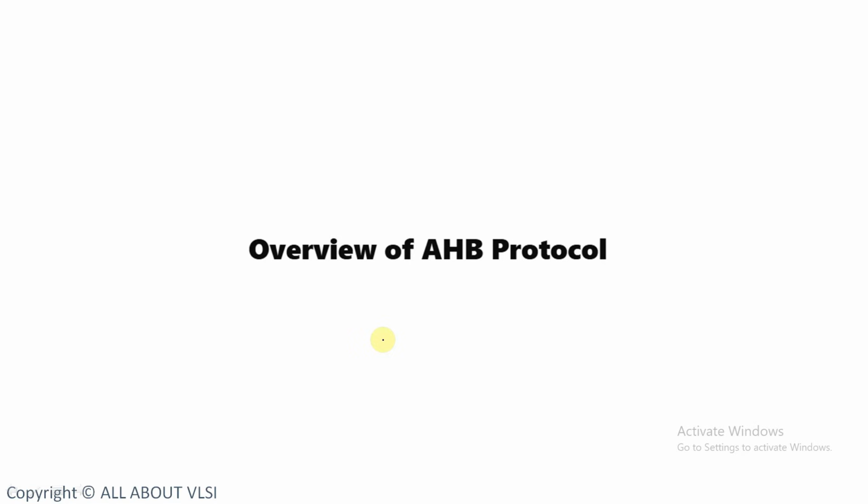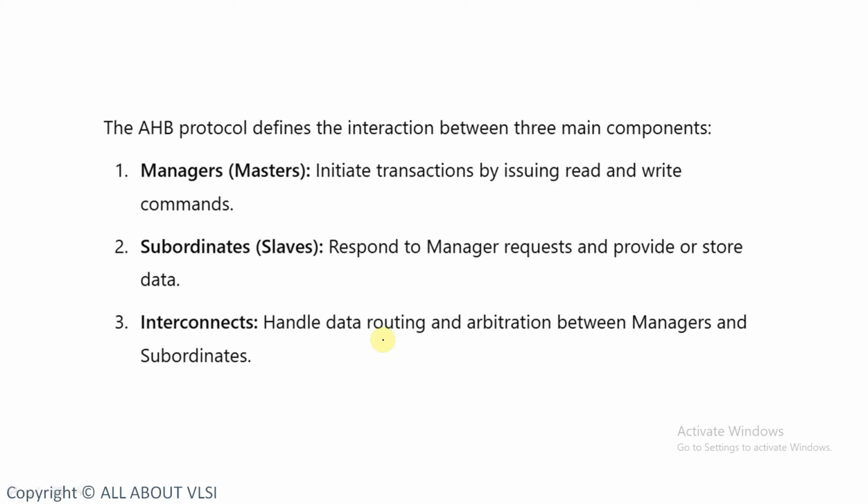Now coming to the overview of the AHB protocol, let us see. Basically the AHB protocol defines the interaction between three main components. One is managers, or you can say masters, another is subordinates, or you can say slaves, followed by interconnects. The interconnect is used for handling the data routing and arbitration between the managers and subordinates. We are going to discuss interconnects later. Now let us discuss managers and subordinates.